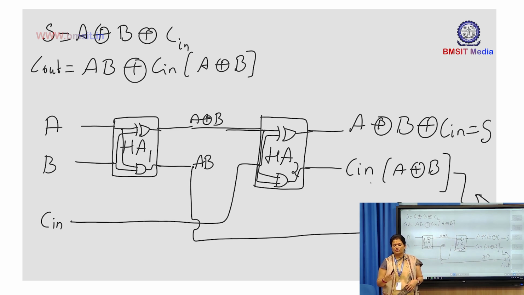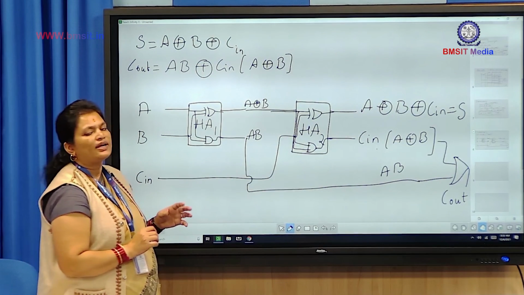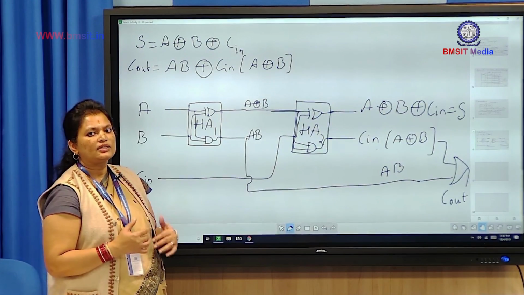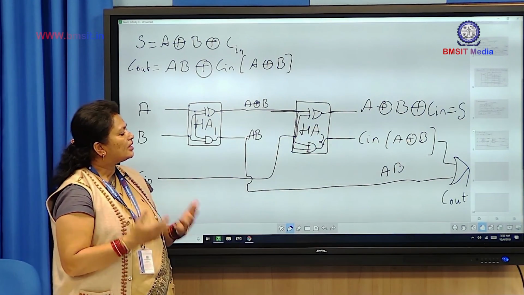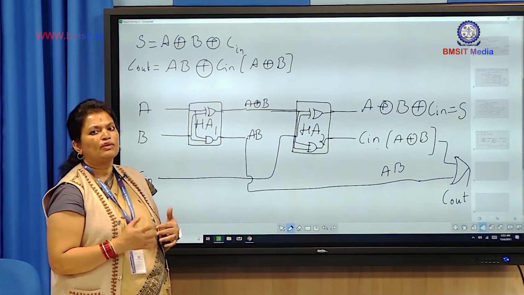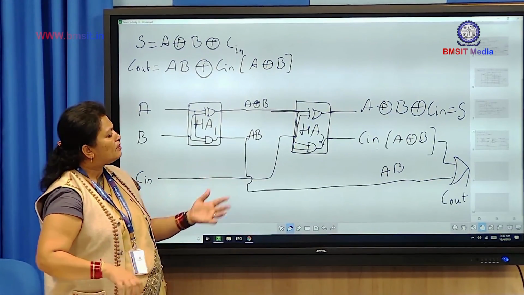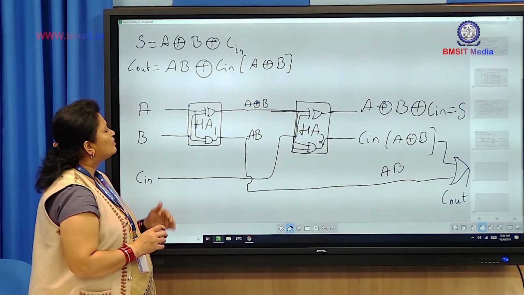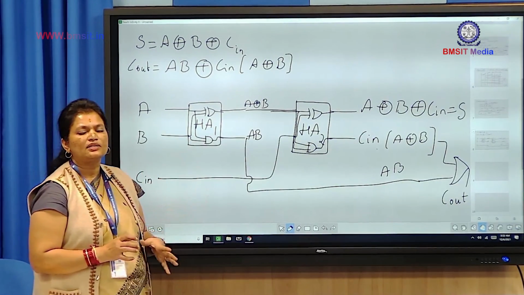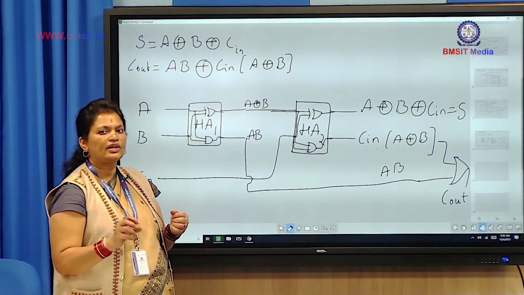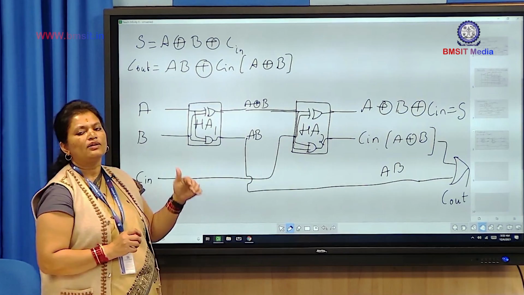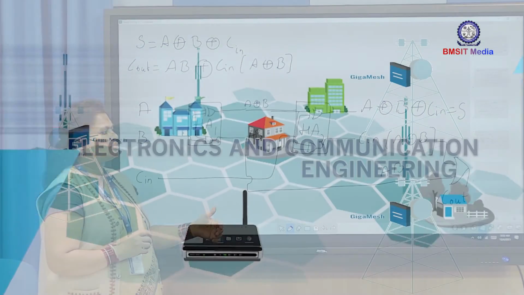So in this session you are able to understand what the full adder is. Full adder is nothing but a combinational circuit which accepts 3 binary digits and gives us 2 outputs. One is termed as sum and the other is termed as carry out. And you have also understood how to implement this full adder using derived gates, using basic gates, and also how to implement full adder using 2 half adders.